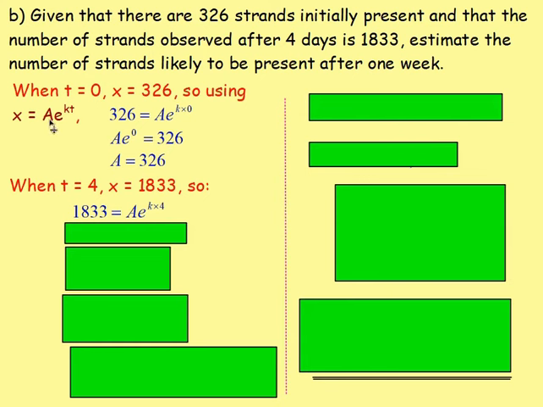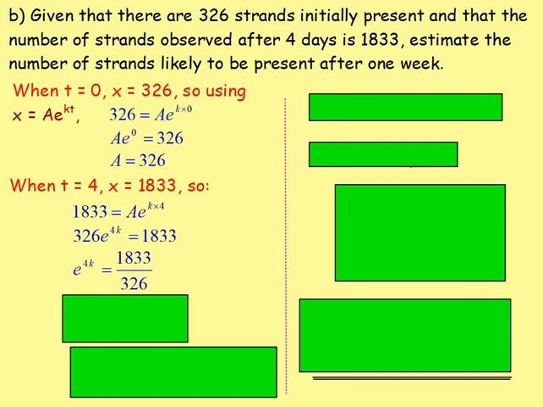So we can sub them into our equation. Our equation, remember, is a e to the power of kt would be x. So we can replace x with 1,833. We can replace t with 4. And a, well, we don't need to leave it as a anymore. We can replace that with the 326, because we know that value. Therefore, we've got 326 e to the power of 4k equals 1,833. We need to find the value of k, so first off, divide both sides by 326. So e to the power of 4k would equal 1,833 divided by 326.